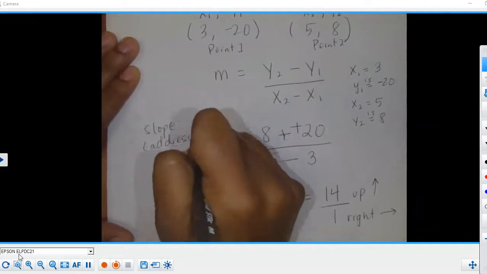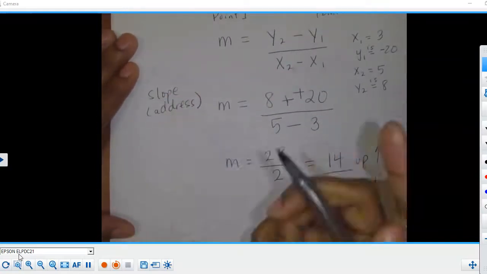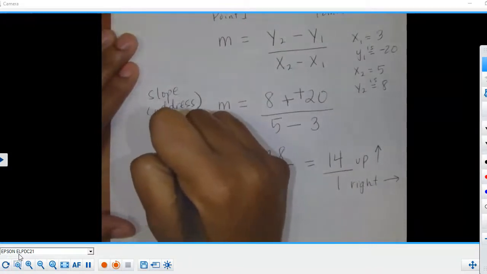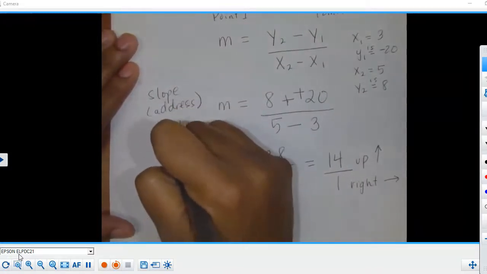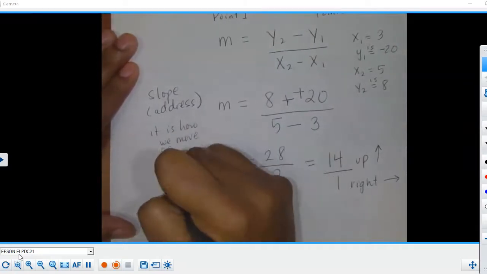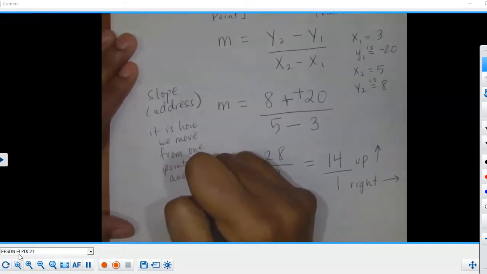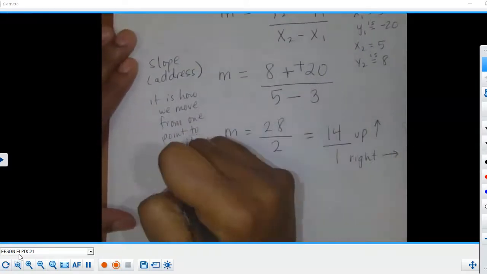You are taking notes while you're watching this video, okay? Slope is like an address. And so what does that mean? It is how we move from one point to another on the same line.